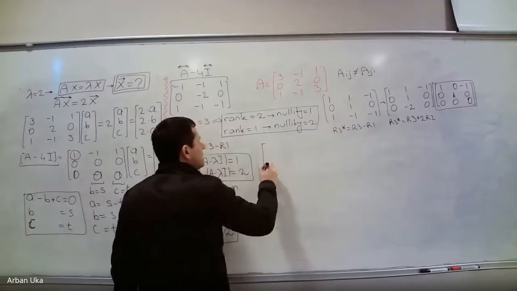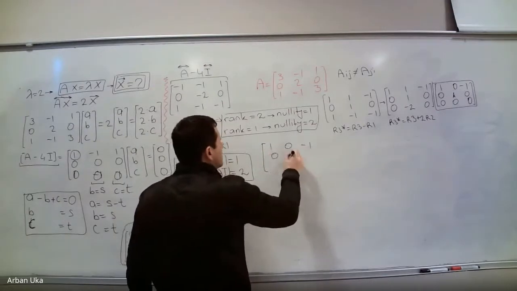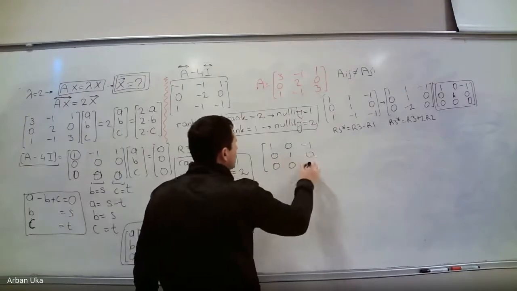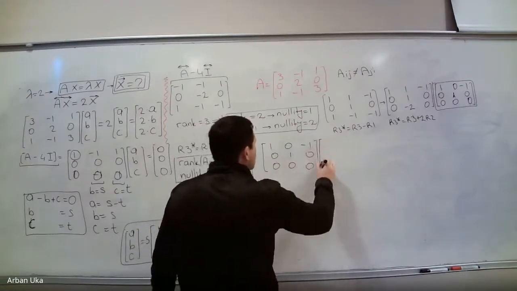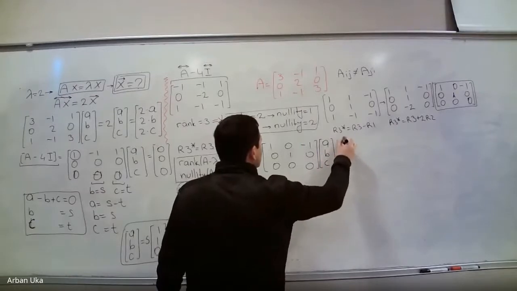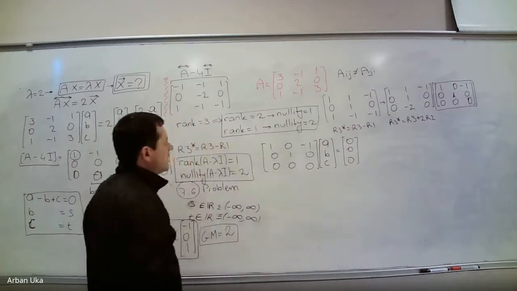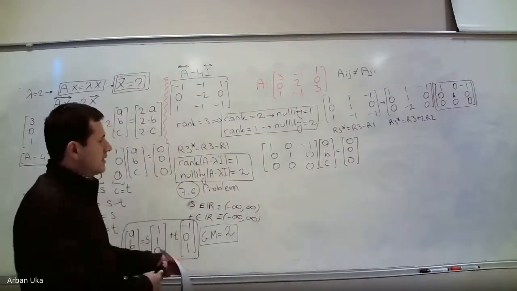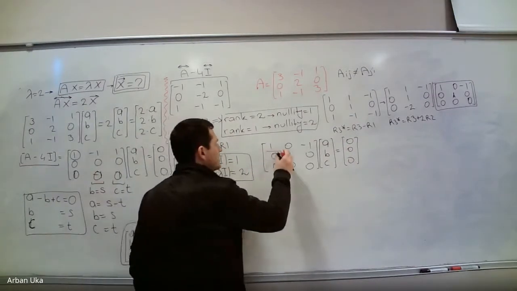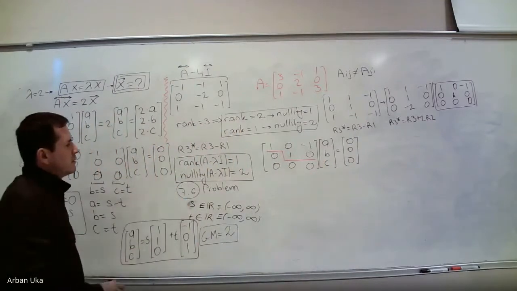So then let's try this again. This is 1, 0, -1, 0, 1, 0. And here we have 0, 0, 0 times the unknown vector ABC. This should be equal to 0. So we are looking for the null space. And then everything which is below the red line is equal to 0.